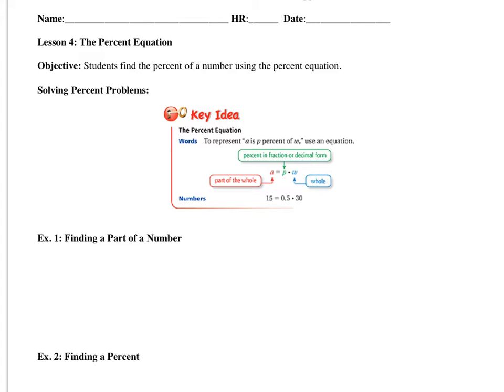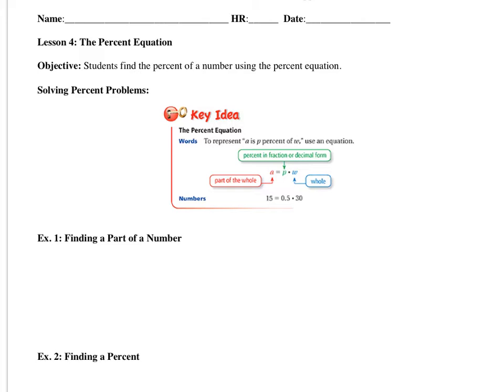Lesson 3 focused on using a percent proportion, is over of equals percent over 100, or part over whole equals percent over 100, to solve problems involving percents. Lesson 4 is about showing you another method of solving percents using a percent equation. This equation is very much related to that proportion, but some of you may prefer using this equation.